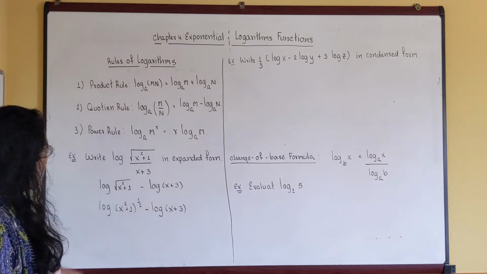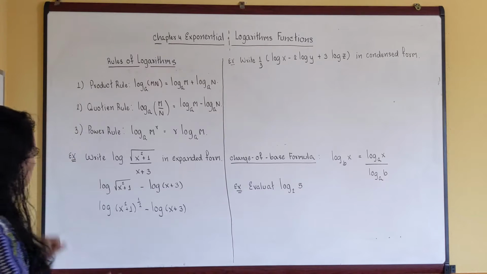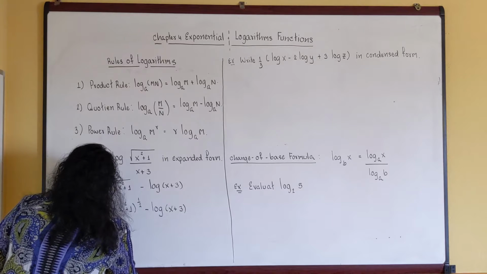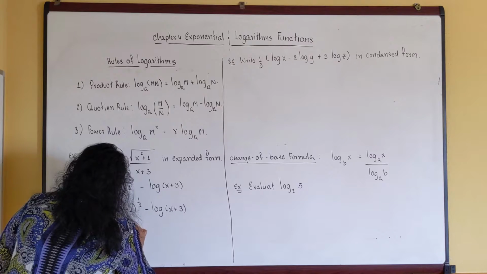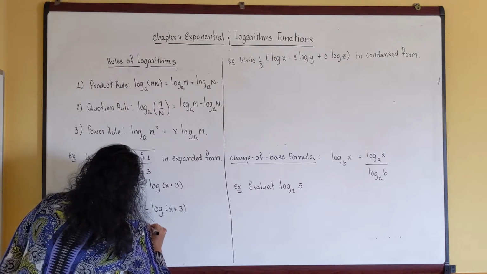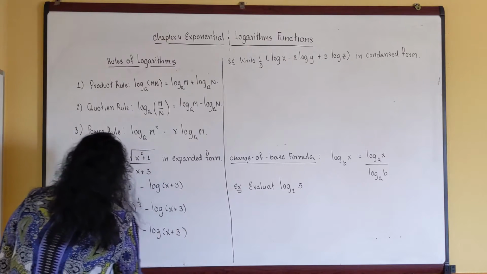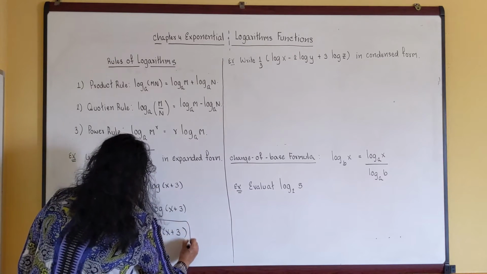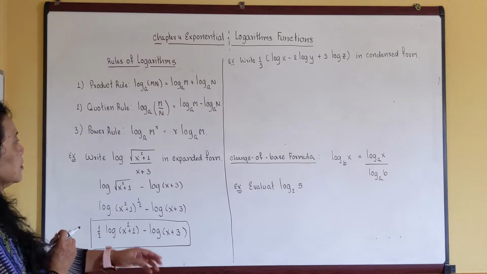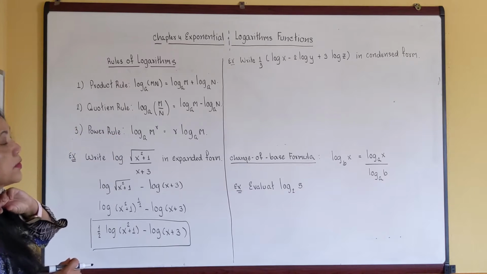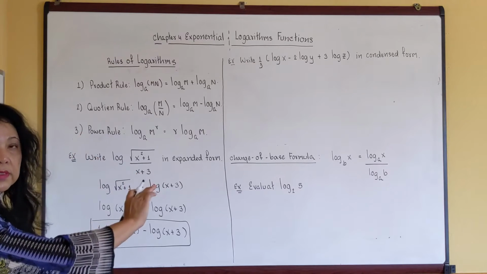So far so good. Now I'm going to use the power rule, so I'm going to bring the exponent up front. So it's going to be 1/2 log of x squared plus 1, minus log of x plus 3. So this is my expanded form. Now we're going to write that in condensed form. So basically, we go from the right to the left. This one, we go from the left to the right.